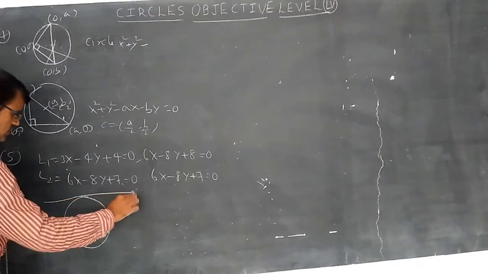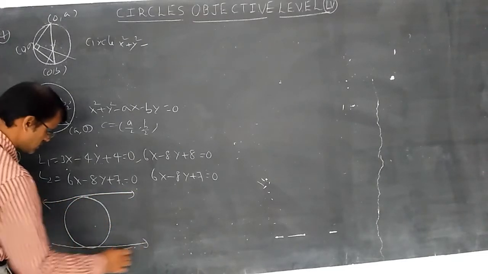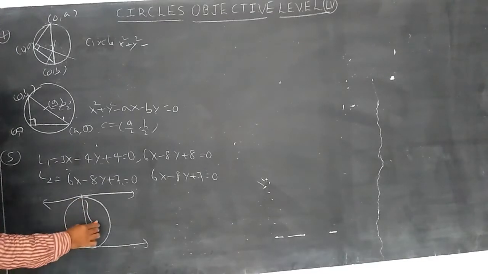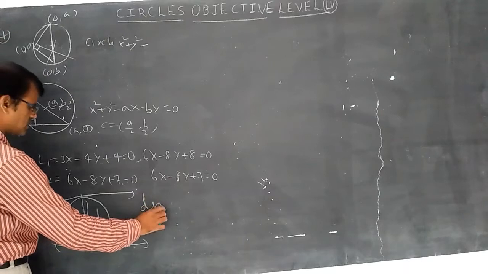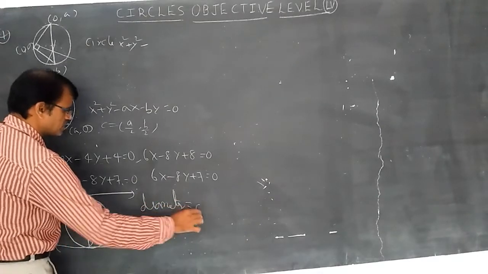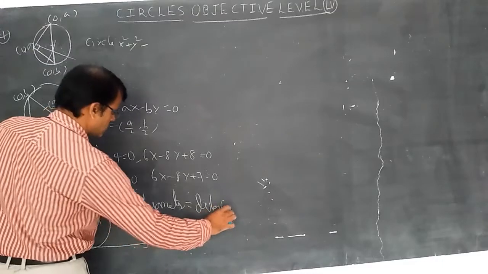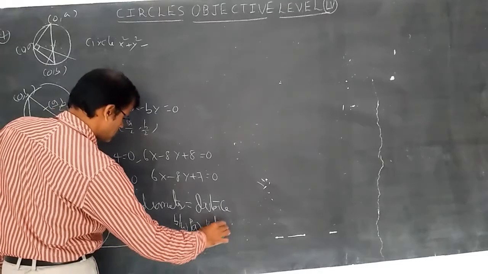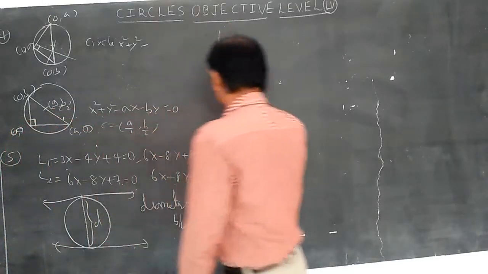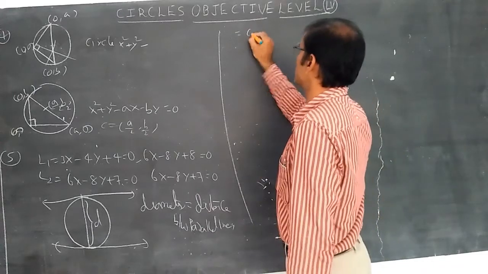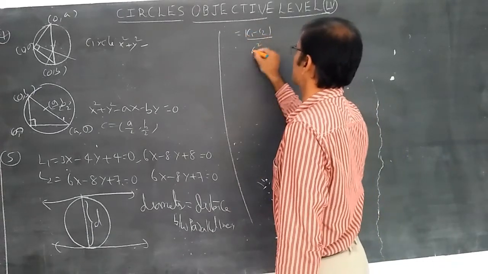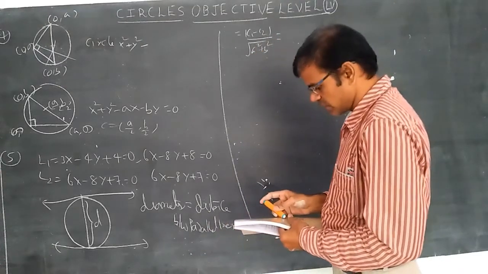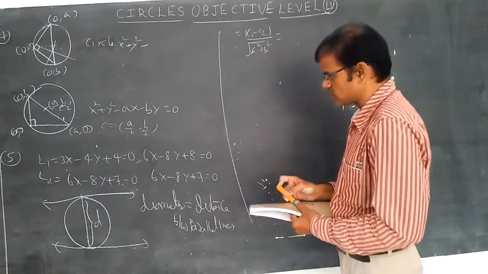Two parallel tangents are there for the circle. This is a tangent, this is a tangent. Draw like this. The distance between parallel lines is the diameter. Diameter is equal to the distance between parallel lines. The distance between parallel lines formula is modulus of C1 minus C2 by root of a square plus b square. What is the modulus of C1 minus C2 here? 8 minus 7. So 1 by root of 6 square plus 8 square.